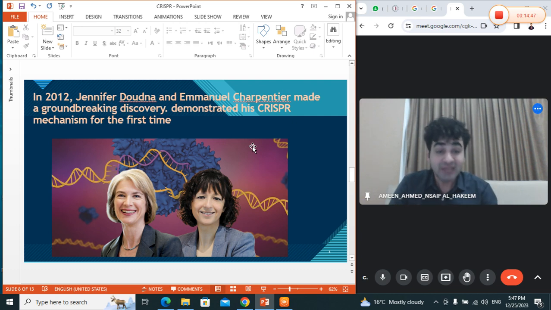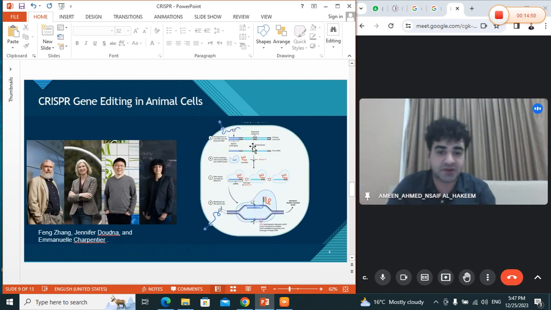So let's go to another part, CRISPR gene editing in animals. But before that, some steps: CRISPR-Cas9, Feng Zhang, Jennifer Doudna and Emmanuelle Charpentier, also talking about CRISPR gene editing in animal cells in general. This involves using the CRISPR-Cas system to modify a specific gene, and they made a lot of modifications, which we can simplify into a few steps later.